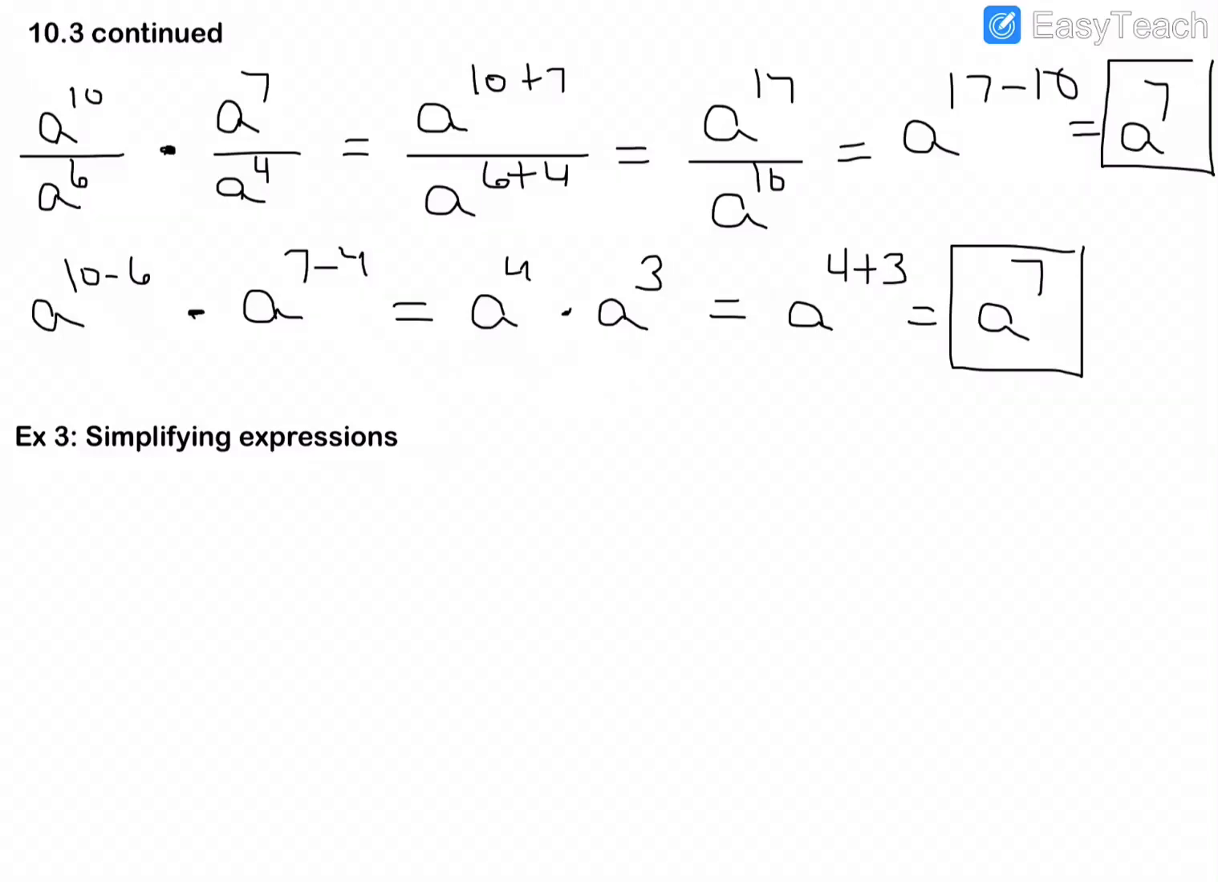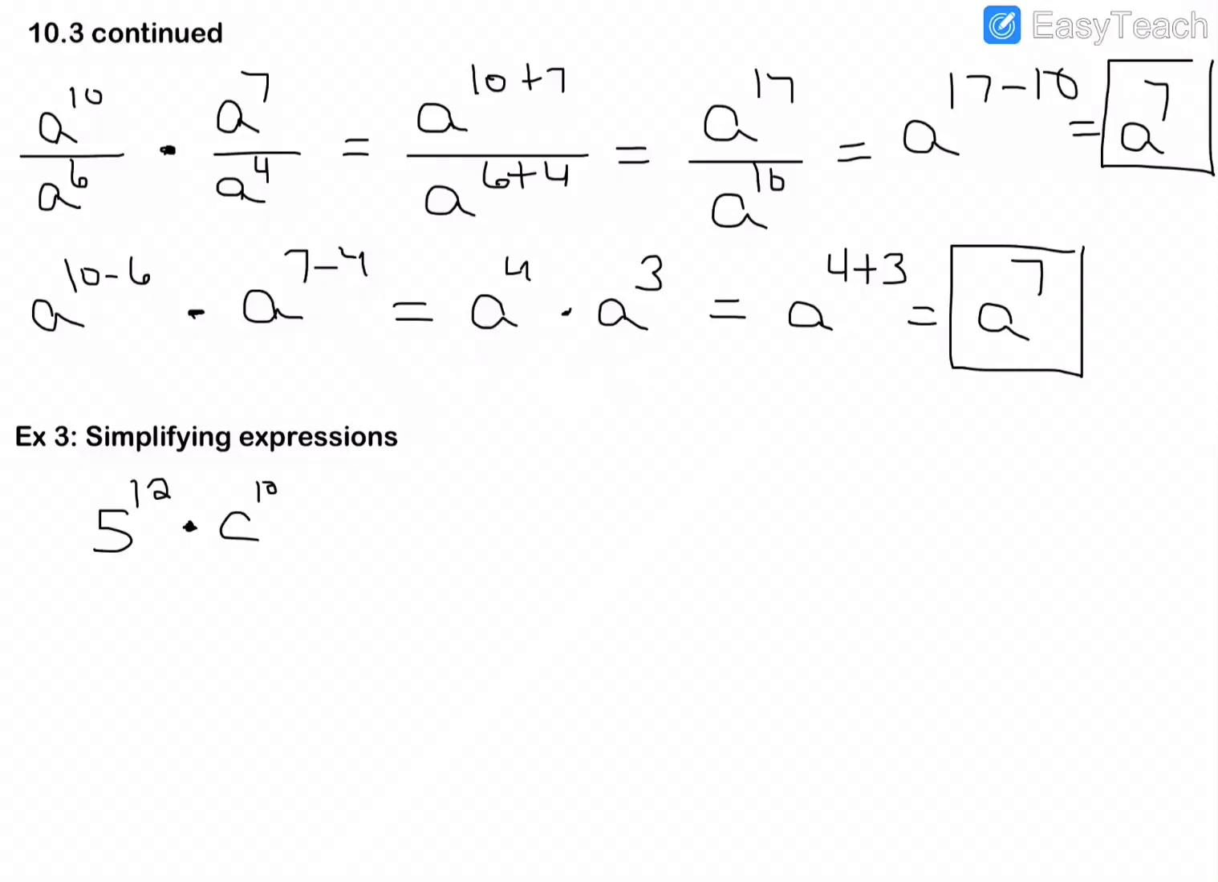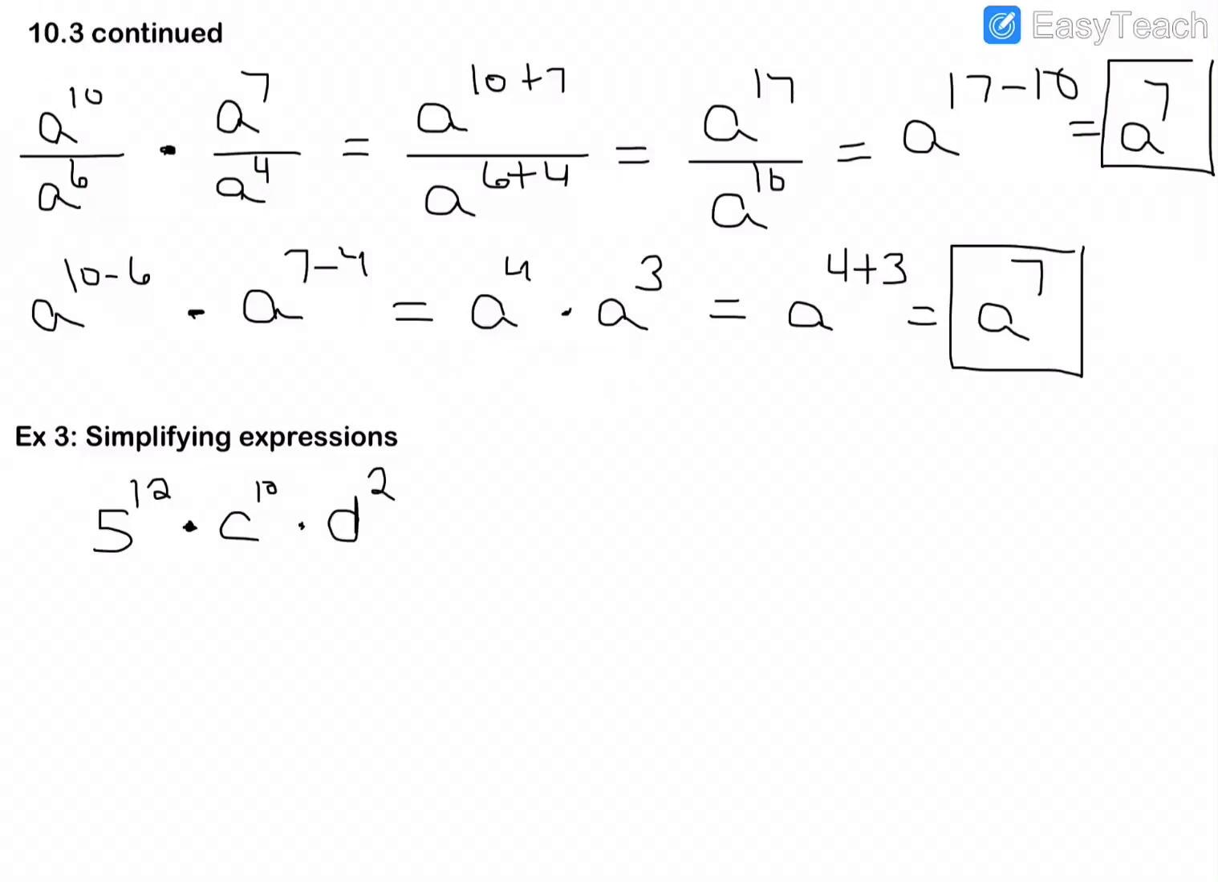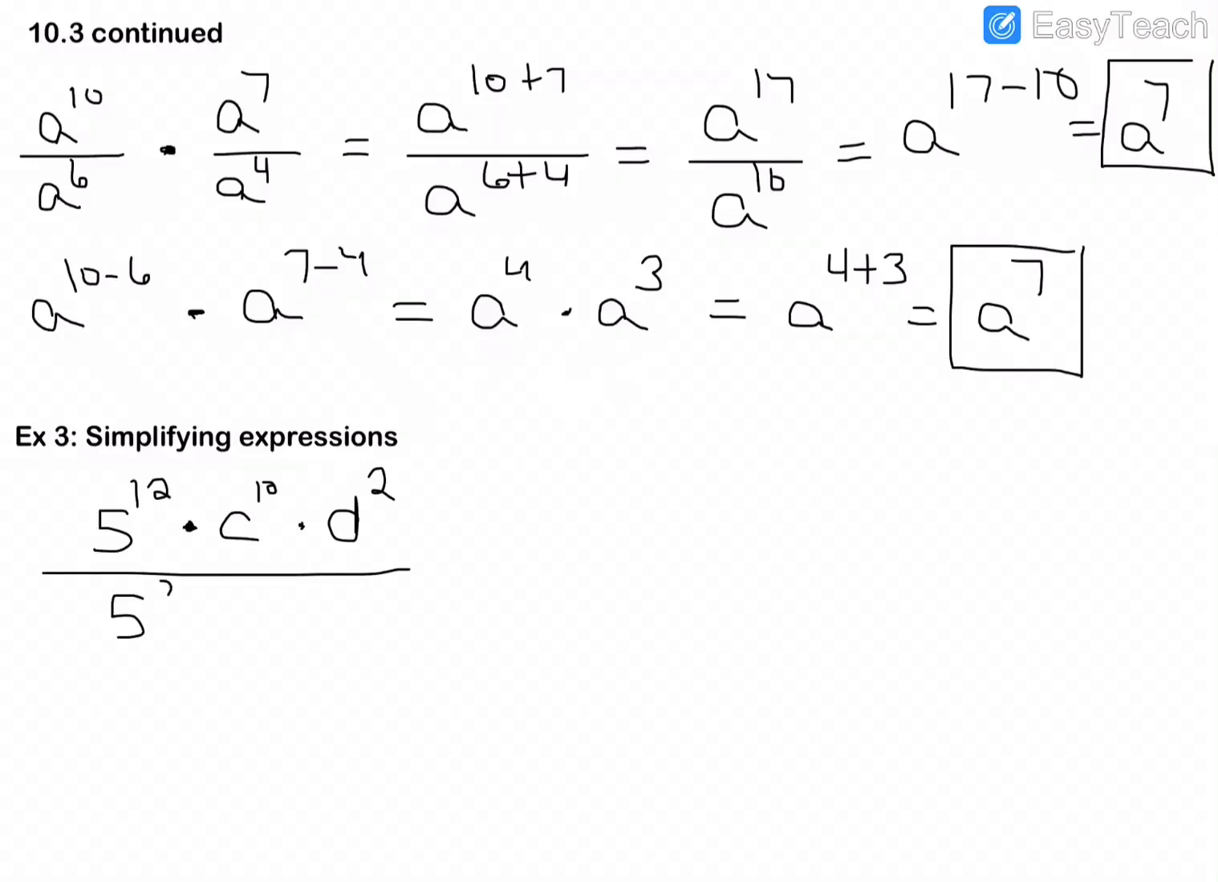Now this is going to look a little crazy, but just follow the rules. 5 to the power of 12 times c to the power of 10 times d squared divided by 5 to the power of 9 times c to the power of 9. Okay, so it looks like a lot. Let me just fix this so this looks like a 10.